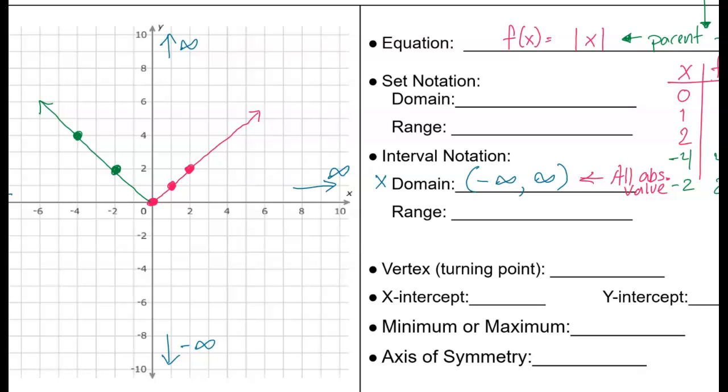Now the range is different. What's our lowest y value? 0. Do I actually have a y value of 0? Is that included on this line? Yes, it is. So what do I put next to the 0? A square bracket. So I have square bracket 0, comma, and then what is our max y value? Positive infinity. It keeps on going upwards forever in both the left and right directions. And what goes next to that infinity? Parenthesis.